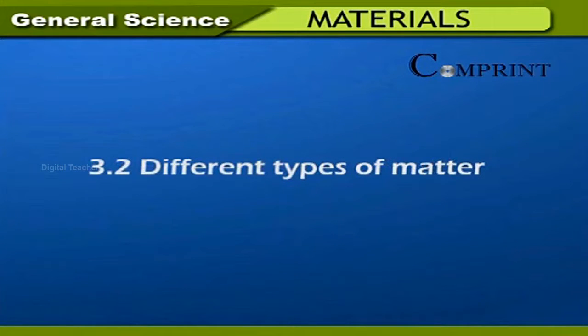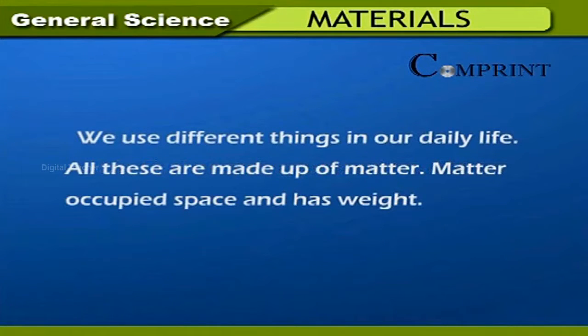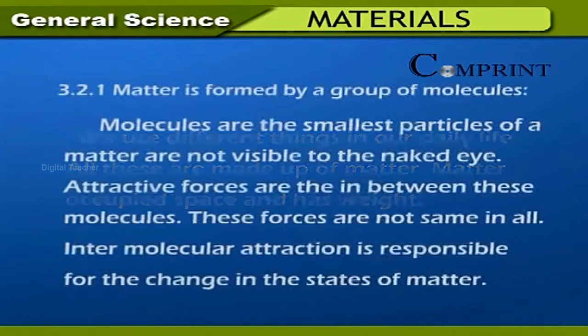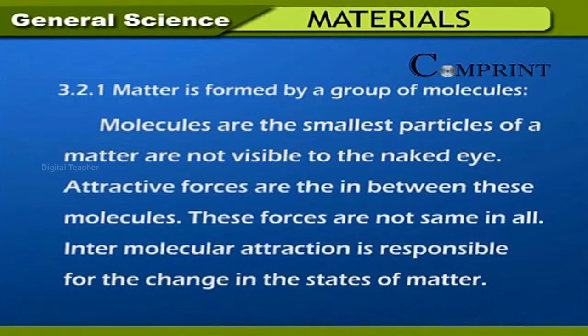Different types of matter. We use different things in our daily life. All these are made up of matter. Matter occupies space and has weight. Matter is formed by a group of molecules. Molecules are the smallest particles of matter, which are not visible to the naked eye. Attractive forces are there between these molecules. These forces are not the same in all. Intermolecular attraction is responsible for the change in the states of matter.